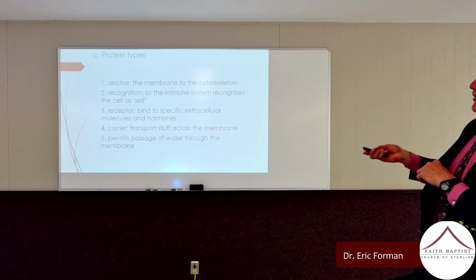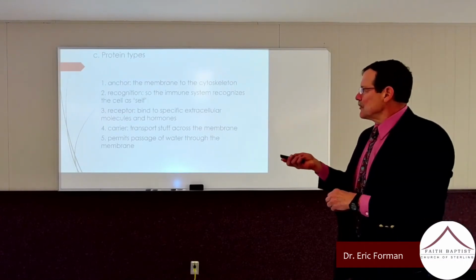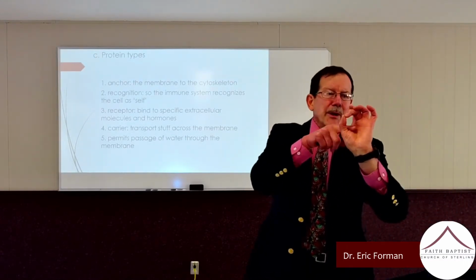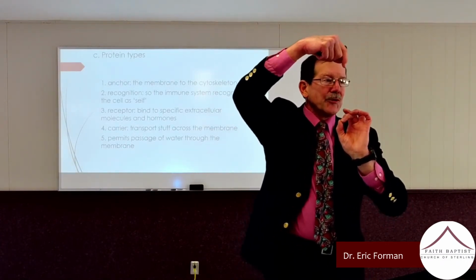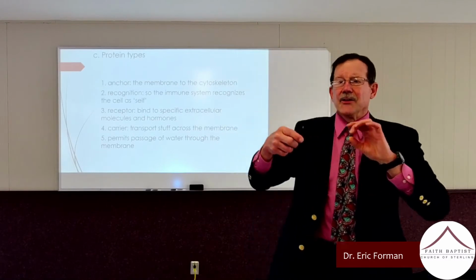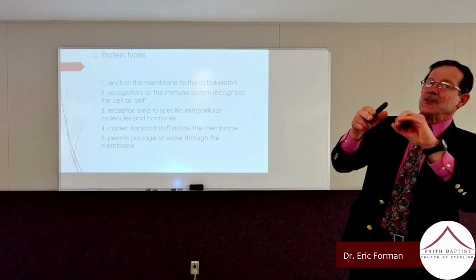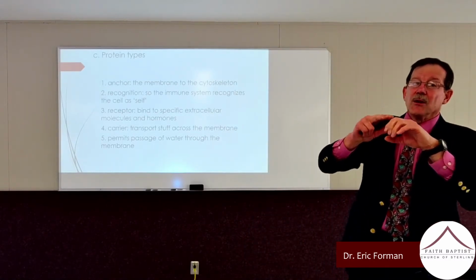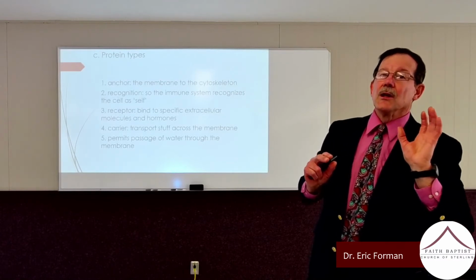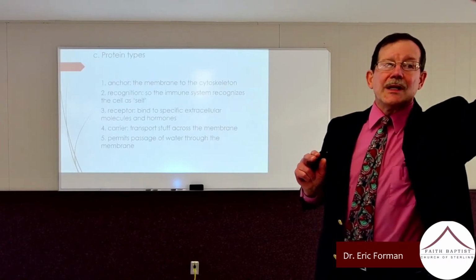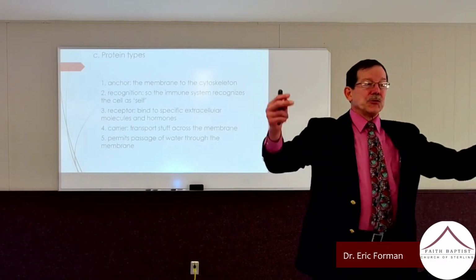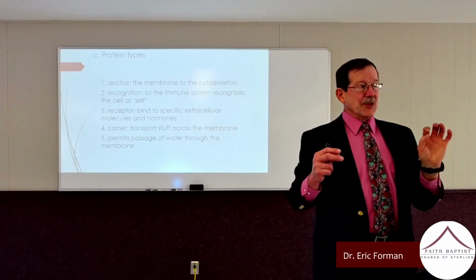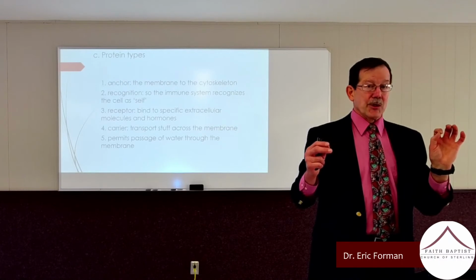Okay, then you have receptors. They bind to specific extracellular molecules and hormones. So here you are, a little cell. Do you need sometimes groceries from outside to build? Yeah, so you have proteins on the surface of your cell, which will be able to grab what it needs from the outside and pull it in. Some of it is random, and some of it is like Amazon special order.